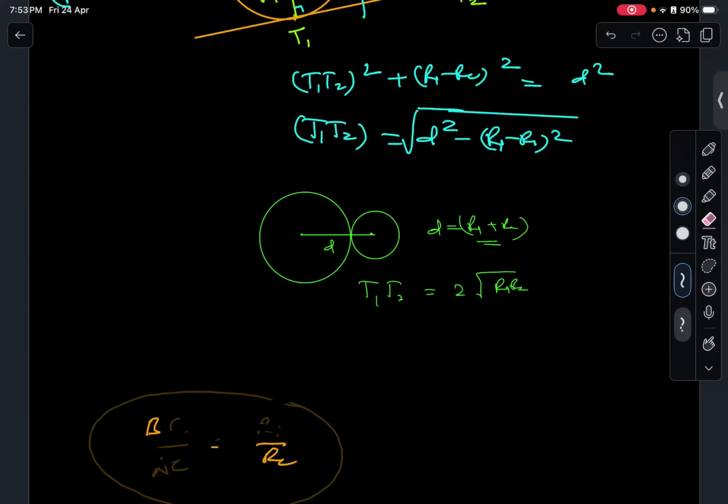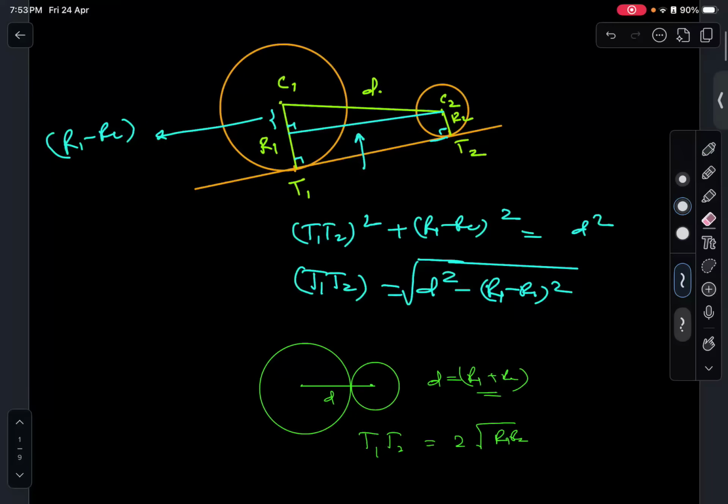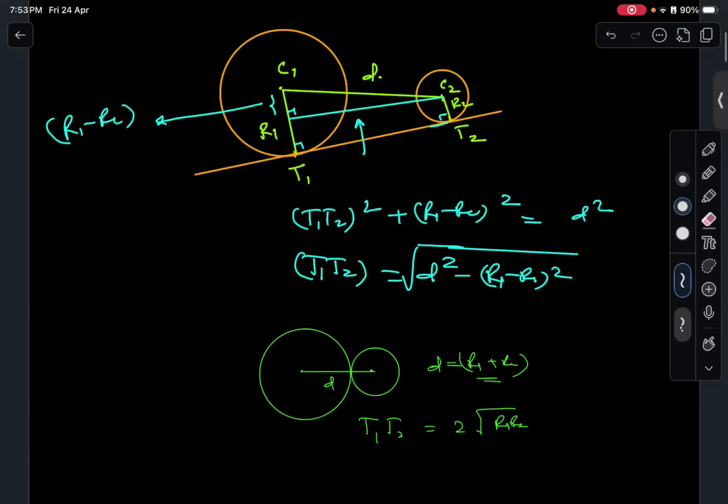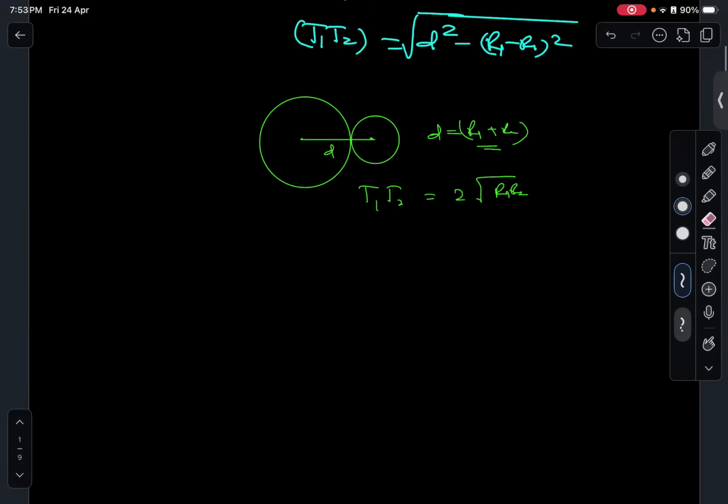I have done this for the internal and direct common tangent; for transverse you have to do this. This is your homework. The whole proving that I did is for the external tangent, we have done it for all; for transverse you have to do it. Now I'm giving you a very famous question. Every second, third examination you will get that.